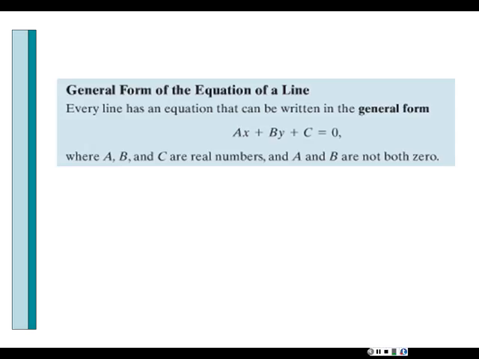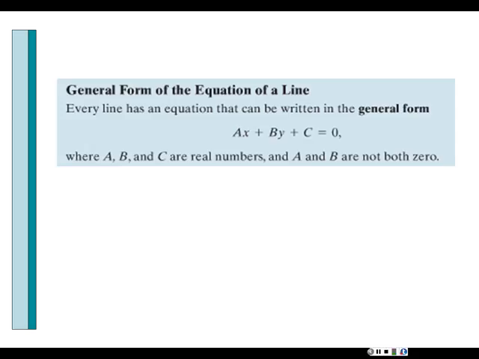We know that. But remember, be careful. A and B both cannot be 0 at the same time. Either one can be 0, because when A is 0, the x term will be gone, right? What does it mean? It means that the line is horizontal. If B is 0, then the y term will be gone. That means the line is vertical.